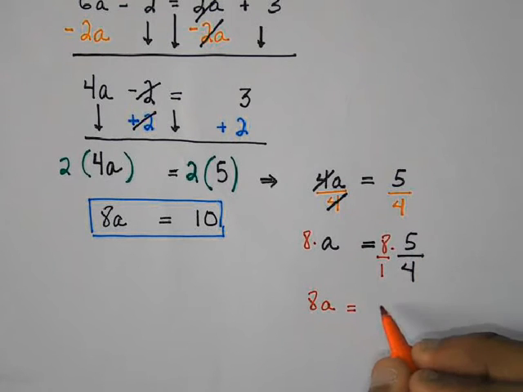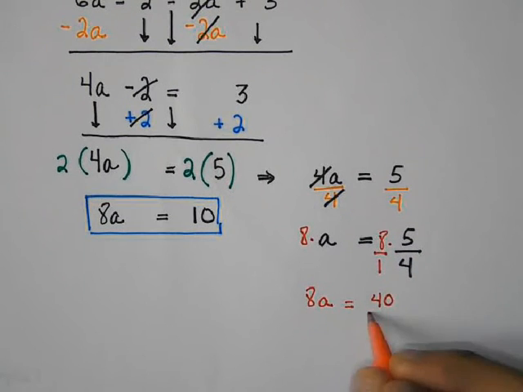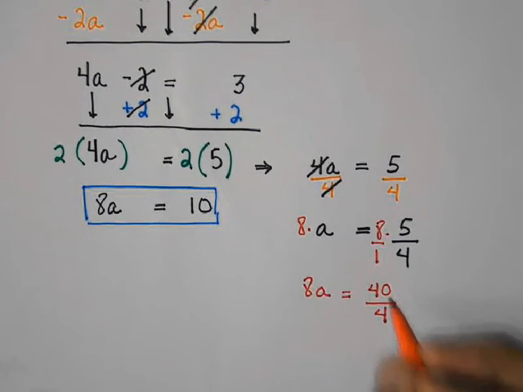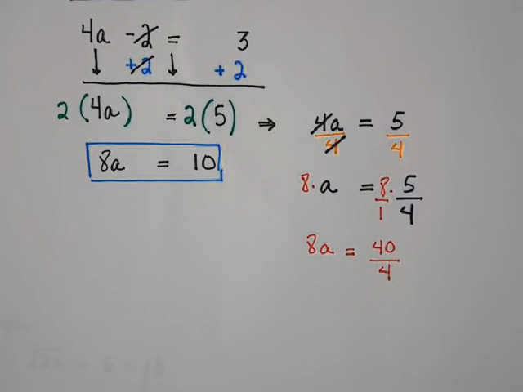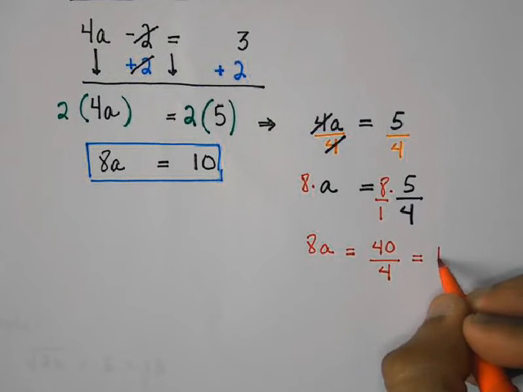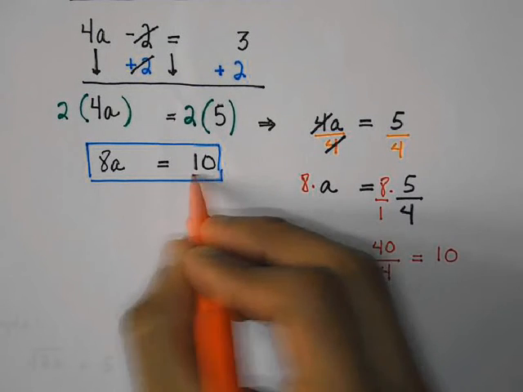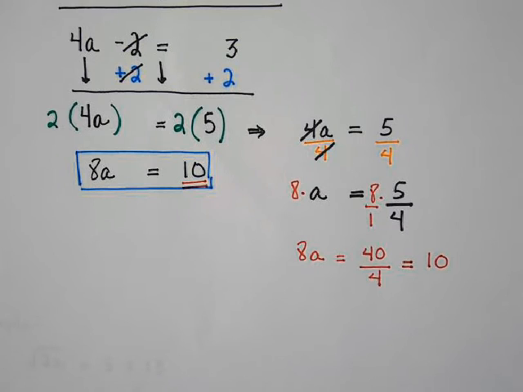So what is 8 times 5? Well, that is 40. And then 1 times 4 is 4. And now we can go ahead and simplify this. Well, what is 40 divided by 4? 40 divided by 4 is just 10, which is the exact same answer that we got over here.